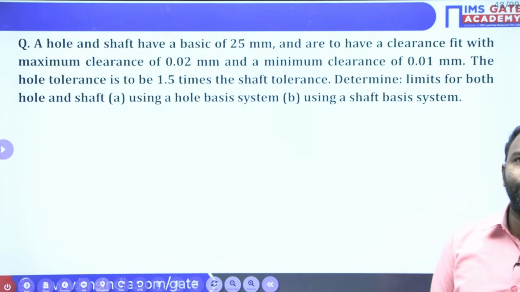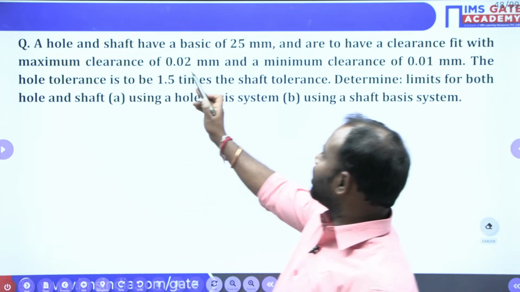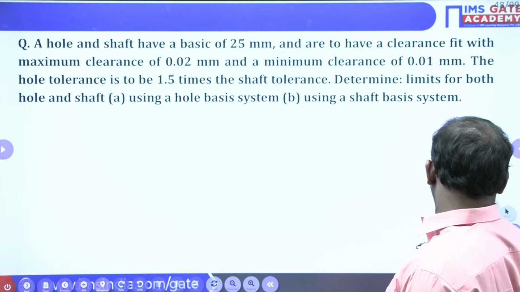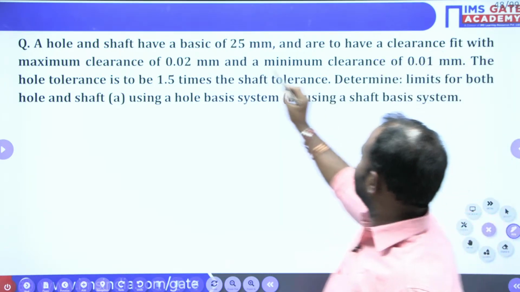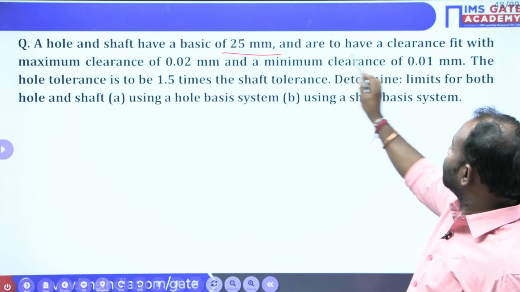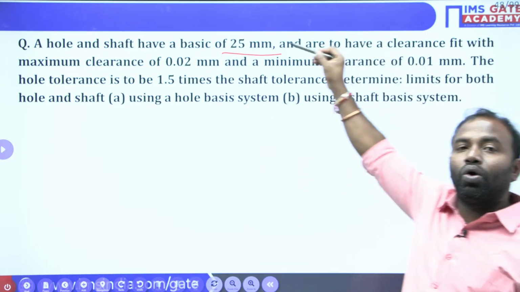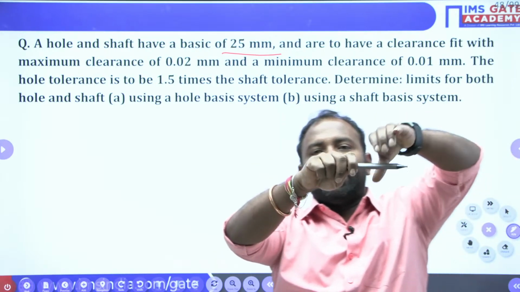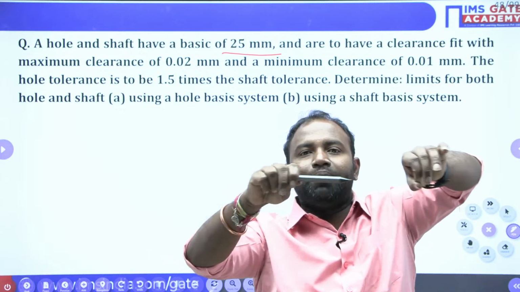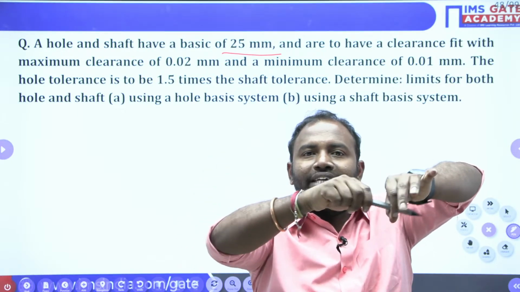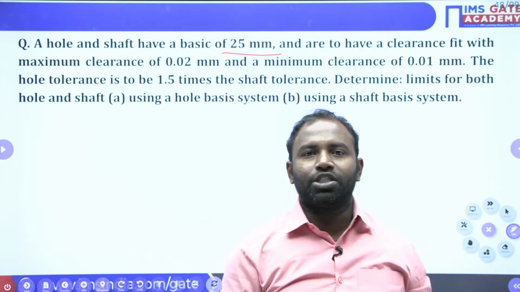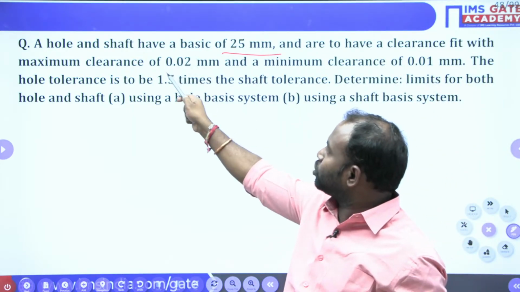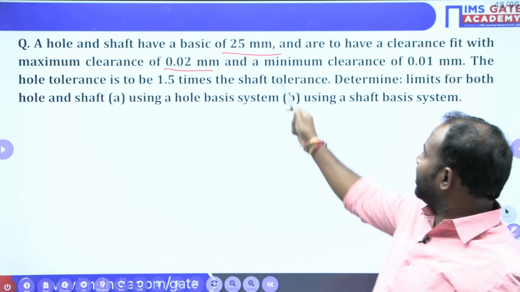Okay, let me explain this question. A hole and shaft having a basic size of 25 mm diameter are to have a clearance fit. So hole and shaft both are having a clearance fit. That means, suppose this is the shaft and this is the hole, the shaft is going to rotate very easily inside the hole because it is a clearance fit. Clear, everybody, guys?